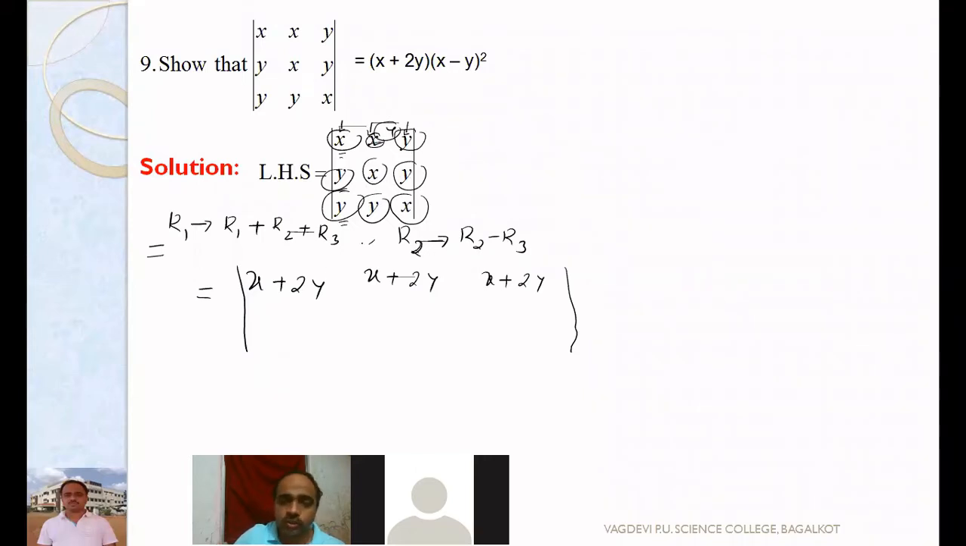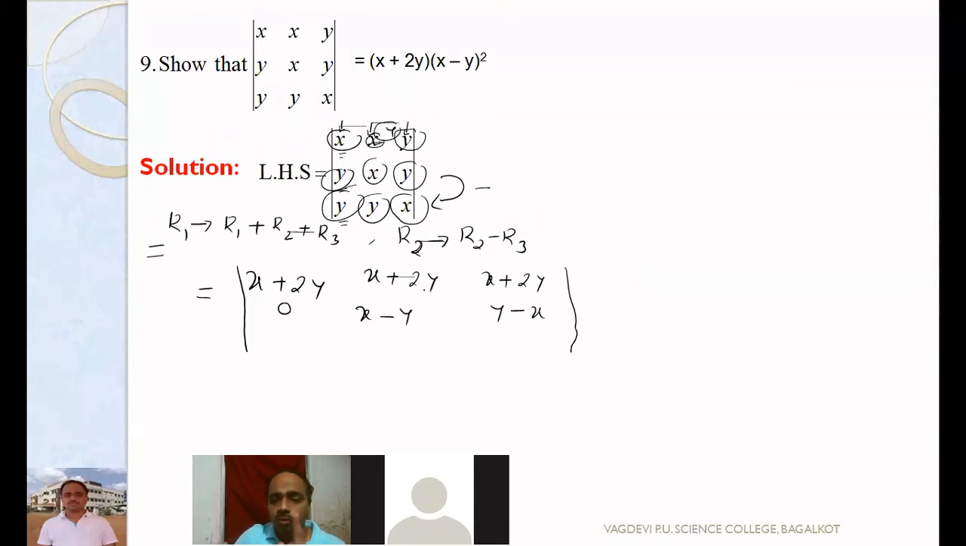So R2 changes to R2 minus R3. Please observe, I will mark it here. If I do R2 minus R3, the first element is y minus y, which will be 0. Next, x minus y, that will be x minus y, and next will be y minus x.